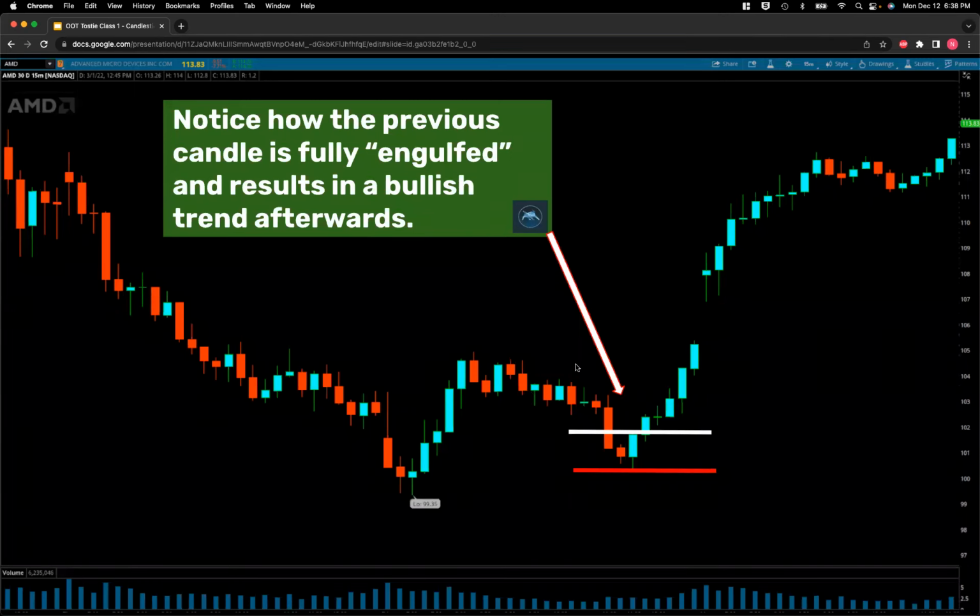So let's take a quick look at an example. This is a little bit of an older example, but it's important to note how the previous candle is fully engulfed by the following candle, right? You can see how once the price breaks out of this engulfing range, a nice uptrend ensues. So you can see this kind of minor downtrend.